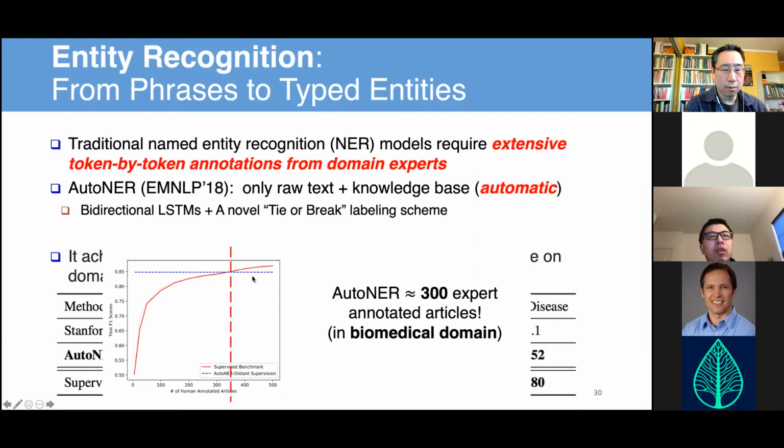The red curve here is the supervised performance with regard to the number of annotated articles. The blue dashed line is the performance of the AutoNER. And when you find the tipping point, the crossing point here, it's already beyond 300. So that's kind of the idea of the distantly supervised method. It can give you some jump start. And if you do have time and a budget, definitely do some annotation. It will be even better.